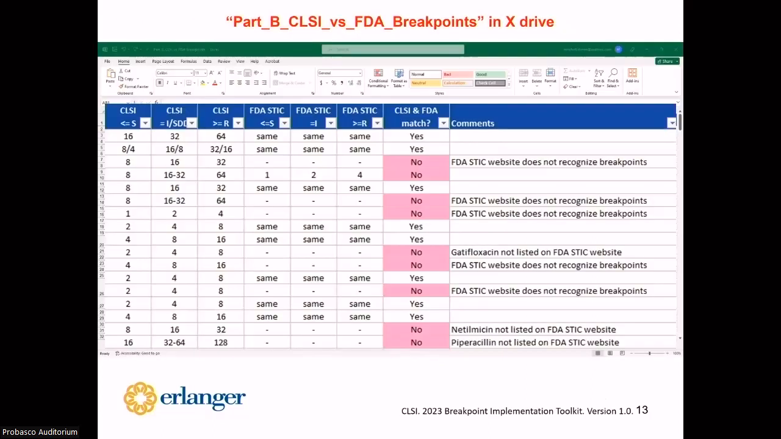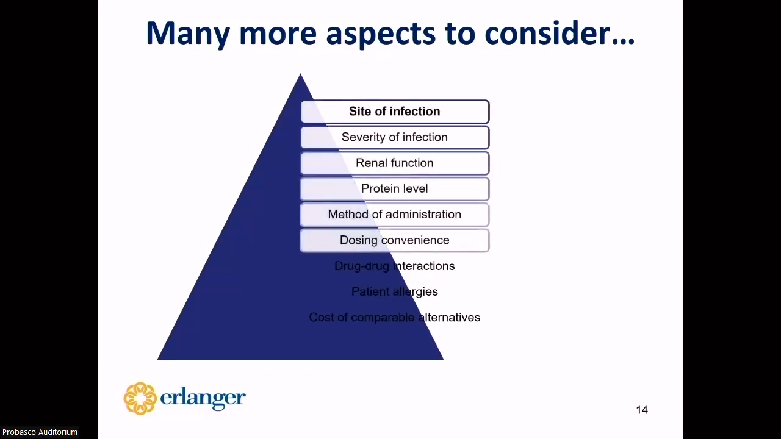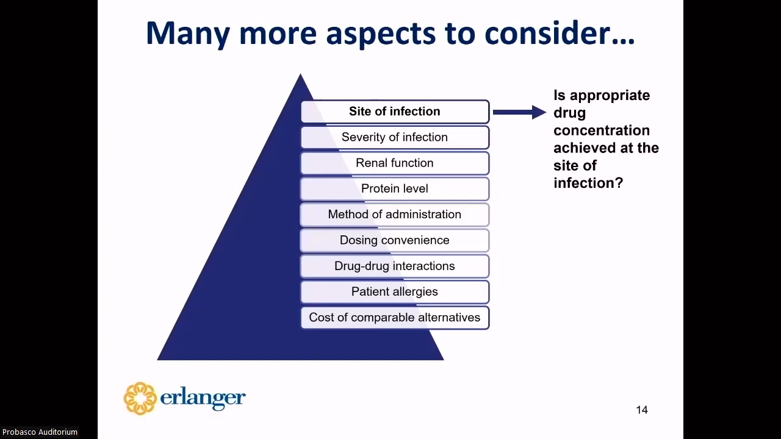All right. Since breakpoints are largely based on clinically rich in vitro data and in vivo data, they are considered robust predictors of clinical outcome, but there are many more things to keep in mind. For the sake of time, we're just going to focus on the site of infection, which leads us to the question of, are we going to achieve sufficient drug concentrations at our site of infection?